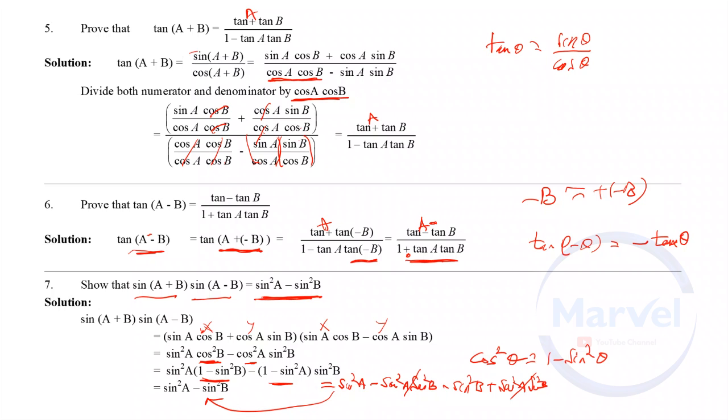If it is the same function, same order. Order is a and b. Here order is a and b, and hence the result is sine square a minus sine square b. Very important for proof of 4 mark questions. We will discuss in the other class.